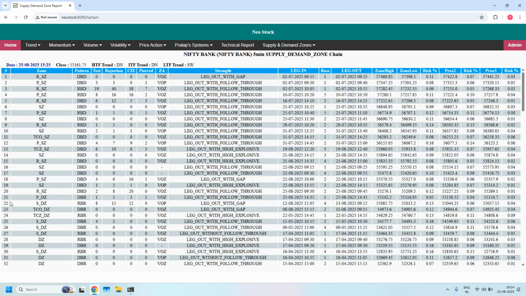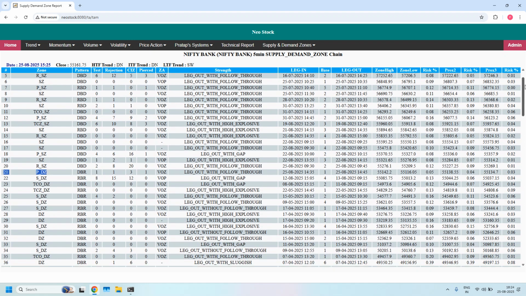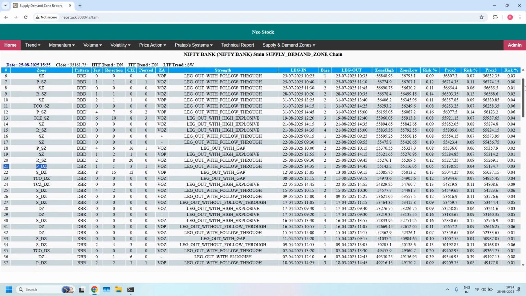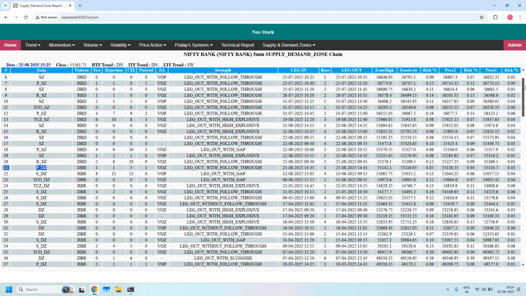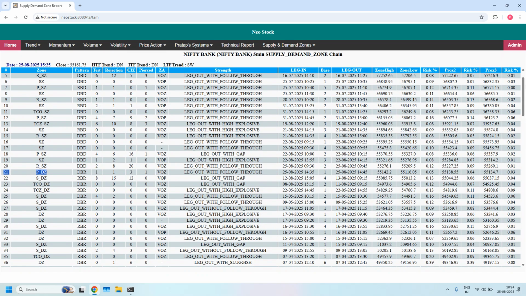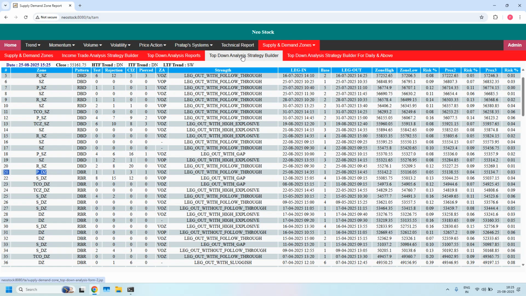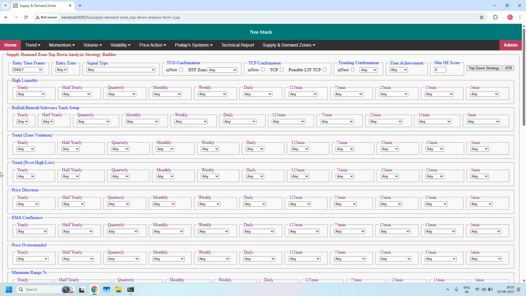Here the nearest demand zone to the current closing price is serial number 21, pierced demand zone. Let me keep it in the middle of the page. So this is the Bank Nifty supply demand zone chain report generation. So we have completed both Nifty and Bank Nifty supply demand zone chain generation. Next I will generate bullish, bearish, sideways trade setups for different income trades.